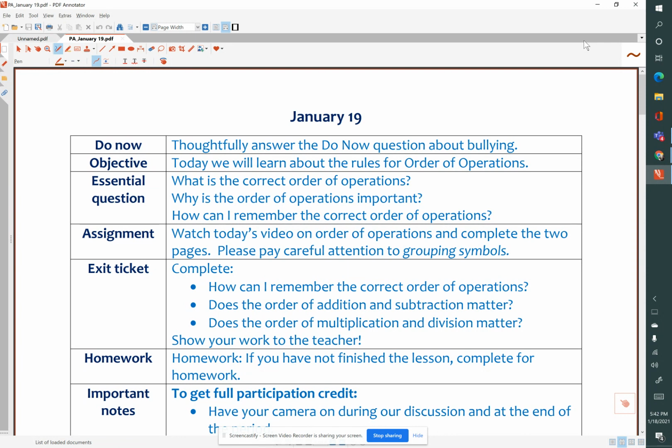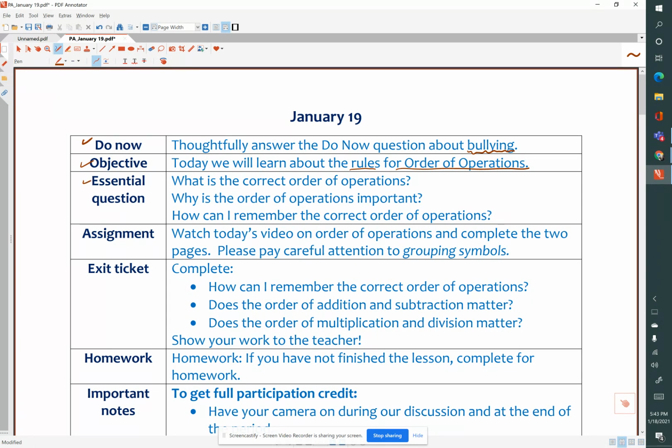So we're going to start order of operations today, but before we do that, we will have our do now. We do have a question about bullying. We like to visit that topic from time to time, but we look at it from a slightly different viewpoint each time. Our objective today will be to learn the rules for order of operations, how we evaluate expressions and solve equations.